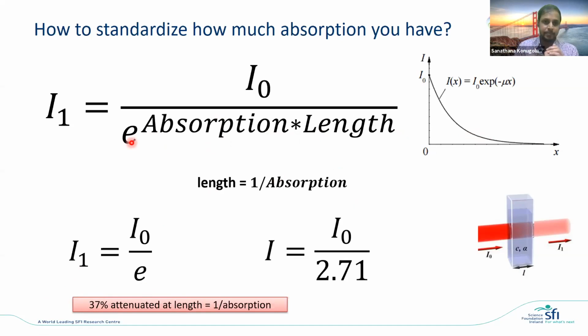Anything that you observe experimentally, you try to model mathematically. And when you try to model it mathematically, you understand it is going to follow an exponential phenomenon. And then you define a coefficient that you call absorption.